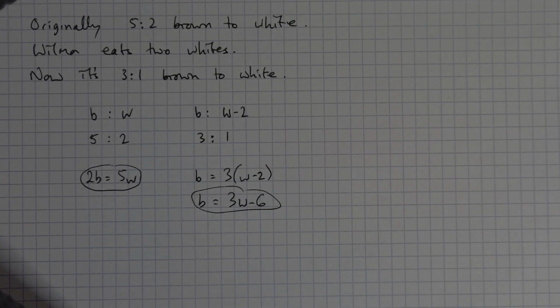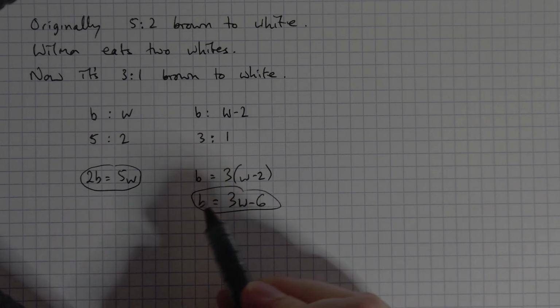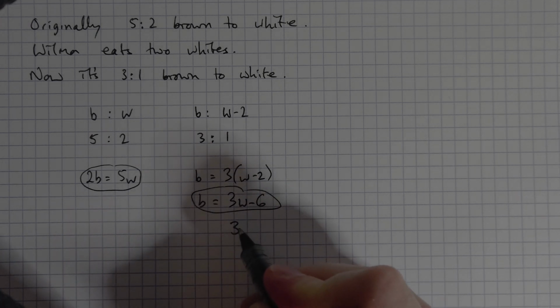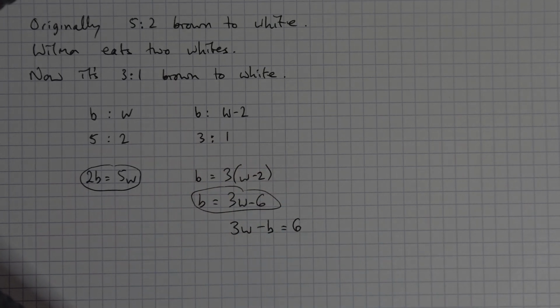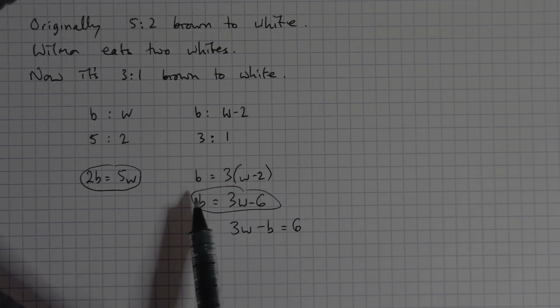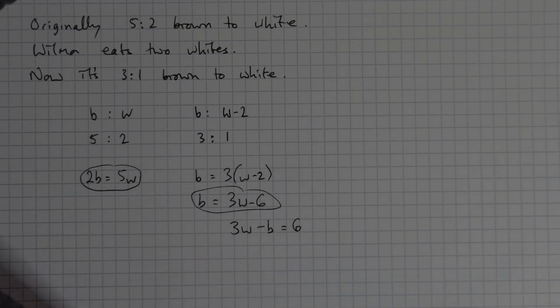Now these two things that I've circled are simultaneous equations. You can write them in different ways. If I rearrange them, this one over here rearranges as 3W minus B equals 6. You can do that in more steps if you want to. You don't have to do that all in your head, but I've basically taken the B across and I've added the 6, and then I've written the left and the right the other way around.